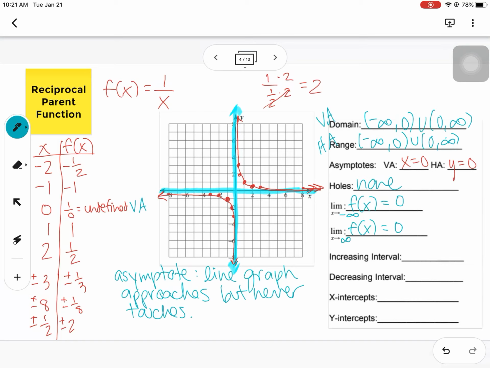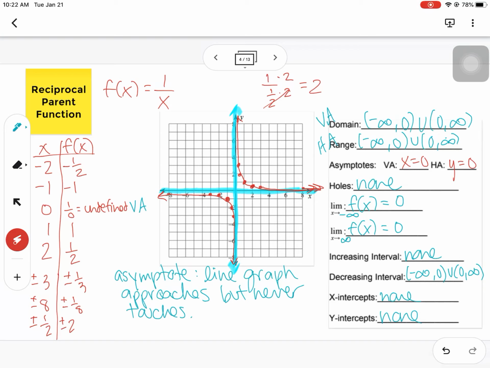For increasing versus decreasing, this one can confuse some people. As you look at it, strictly going from left to right, this graph is only decreasing. It will never increase. So we're going to write none for increasing on this one. And the decreasing is my negative infinity to 0 and 0 to infinity. In this example, for an x-intercept, it's never going to cross that line, so it's none. And the y-intercept, same idea, it's never going to cross that horizontal or that vertical axis, so it is also none.